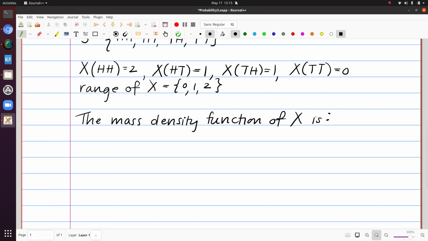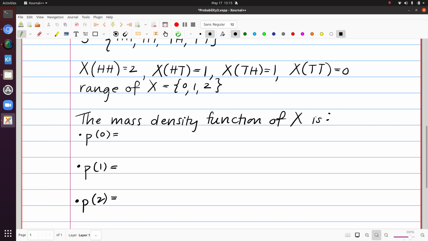So in this case, I need to be able to say what p of 0 is, what p of 1 is, and what p of 2 is. If I can do that for each of these, then I have found the mass density function, and my listing of these is my finding that.